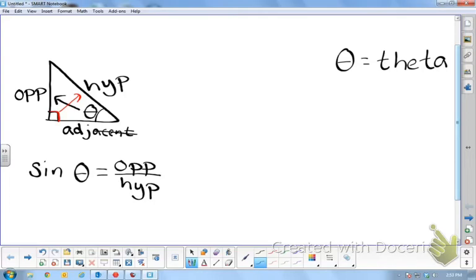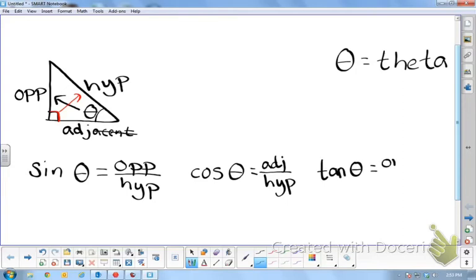The second trig function they found was called cosine. Usually we just write COS for cosine. So cosine theta is adjacent over hypotenuse. And our last one is tangent, which is opposite over adjacent.